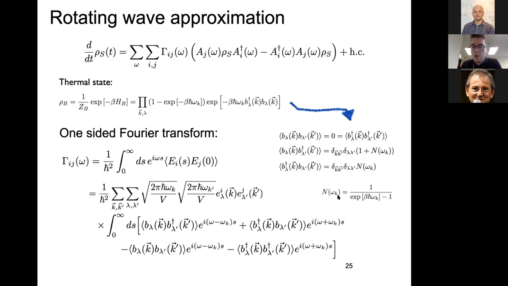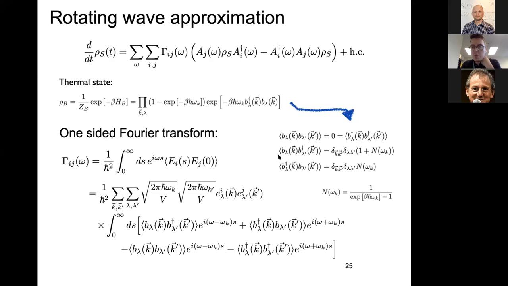So basically, what the Planck distribution tells us is the average number of photons occupying a mode of frequency omega k, and we can see through this Planck distribution that these expectation values depend explicitly on the temperature of our radiation field through this inverse temperature beta.